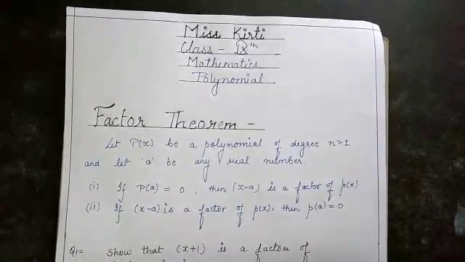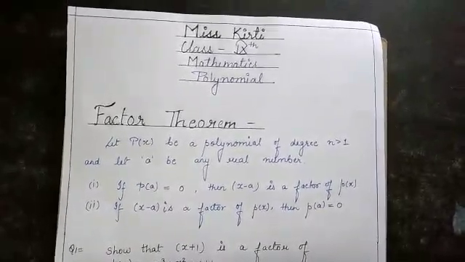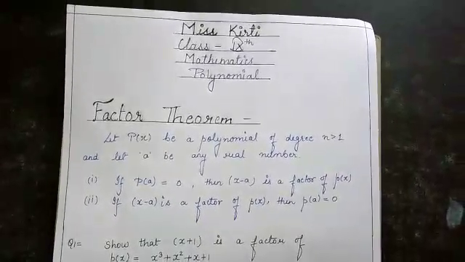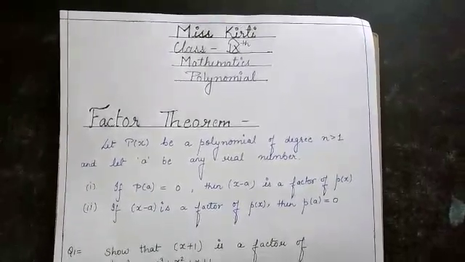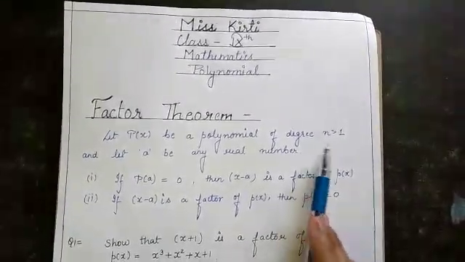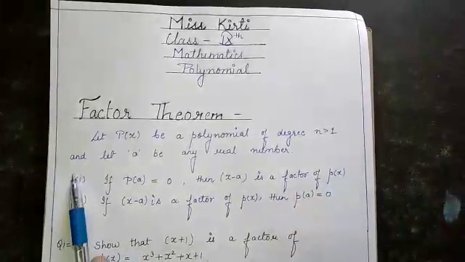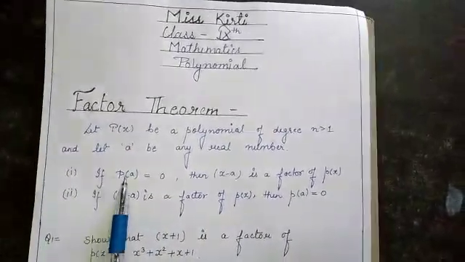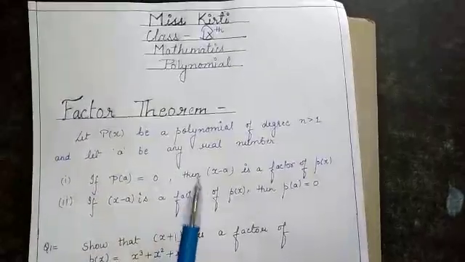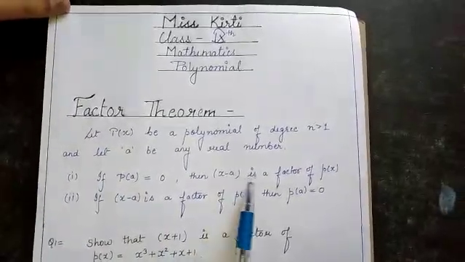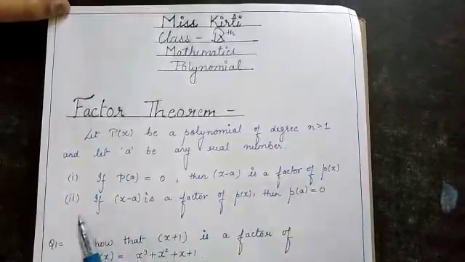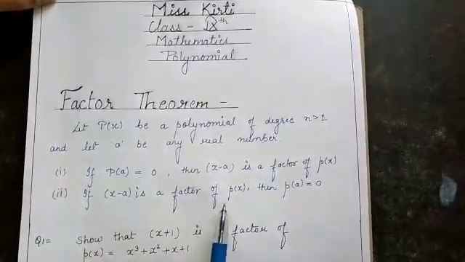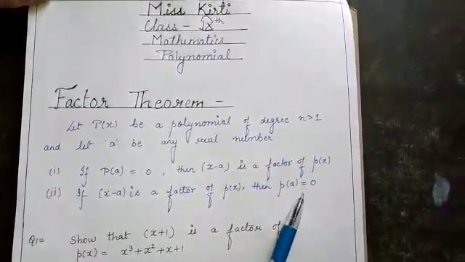Myself Kirti. Today I am going to teach class 9 maths and the topic is factor theorem. So the statement of the factor theorem is: let p(x) be a polynomial of degree n greater than 1 and let a be any real number. Then the first condition is if p(a) is equal to 0, then x minus a is a factor of p(x). And the second condition is if x minus a is a factor of p(x), then p(a) is equal to 0.